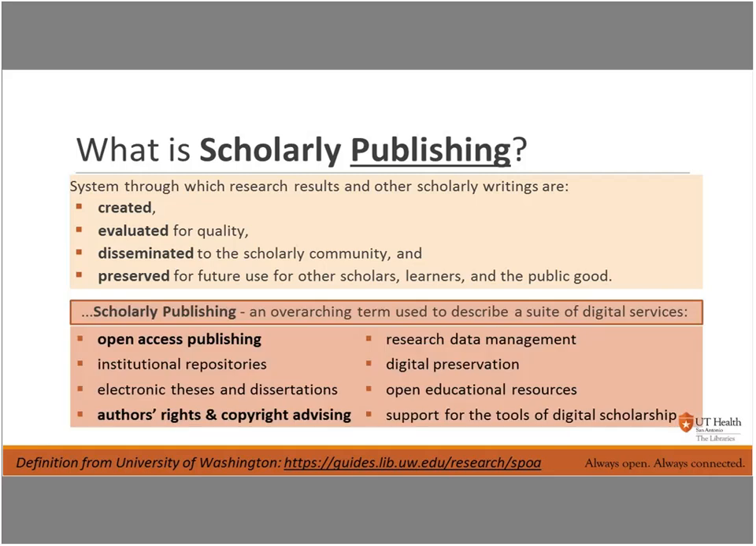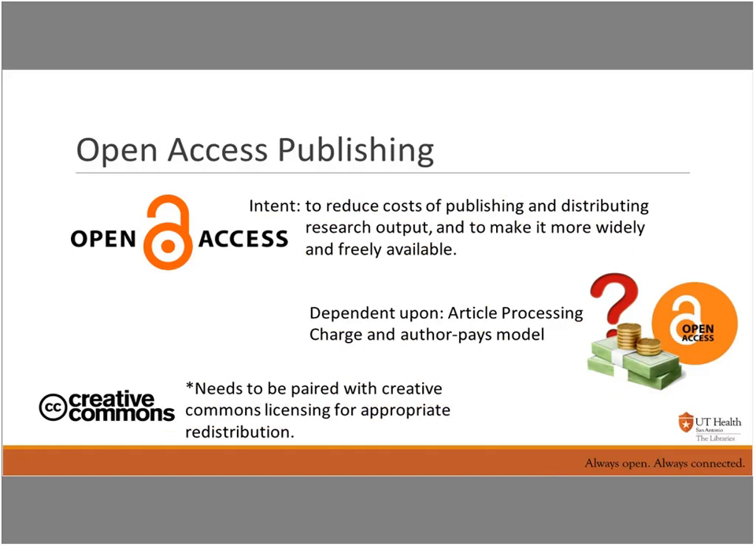Within the scholarly publishing realm, you've now got a suite of digital services, and you can see them here on the slide. When we start talking about predatory publishing, the two that are normally mentioned the most are open access publishing and author rights and copyright advising, and the importance of understanding what that means. So let's talk a little bit about open access publishing.